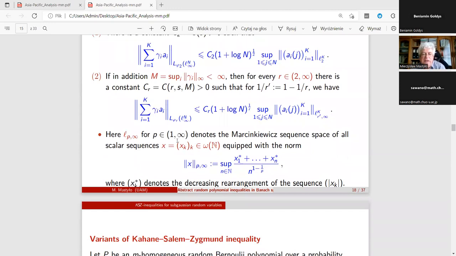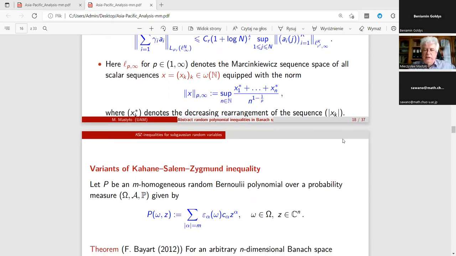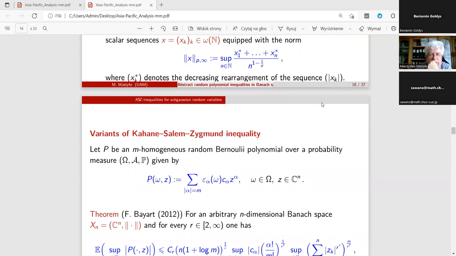What is a Marcinkiewicz sequence space? If you give me p bigger than 1 and less than infinity, this is a Banach sequence space, which is symmetric, rearrangement invariant, the space of all sequences for which the following supremum is finite. And this is the norm under which this is a Banach space. This is xk star, the decreasing rearrangement of the modulus of our sequence. So simply you take the modulus and put the biggest first, then the next biggest, and so on, because the sequence must be in c0. There is a general definition of this rearrangement, but in the case where the sequence is in c0, this is exactly the way we generate the rearrangement.